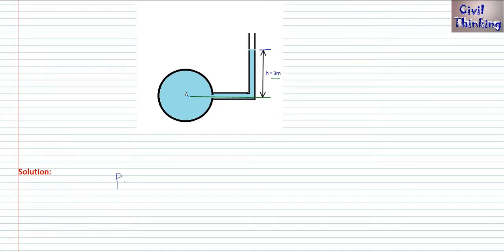Now see, pressure. Let me use another color, a thicker pen. P is equal to rho g h. Rho, this is water, so rho is the density of water, which is 1000 kg per meter cube. g is the acceleration due to gravity, 9.81, multiplied by h. h is the height up to which the water level has risen in the piezometer, and it is 3 meters. So when you solve this, you will get the pressure in this pipe.